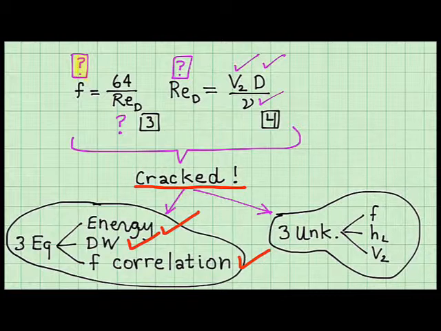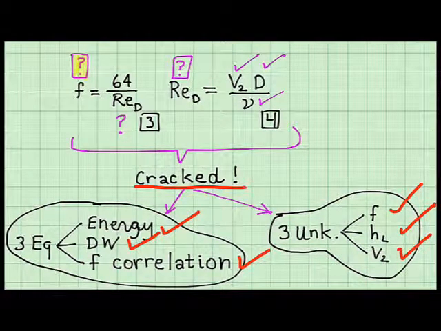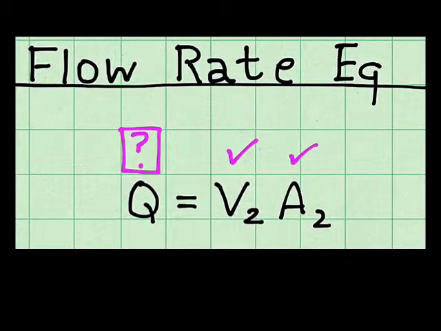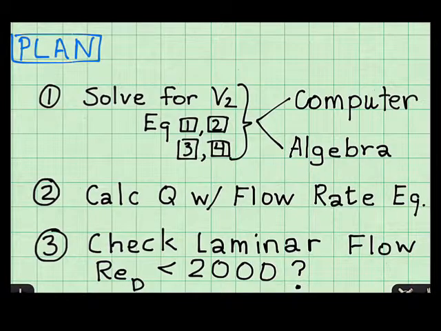And then I have 3 unknowns: the friction factor, the head loss in the tube, and the velocity in the tube, which I've called V2. So once I've found V2, I can multiply by area at section 2 using this equation, and then find the very last goal, which is the discharge in the tube. One of my plan is to solve for V2.